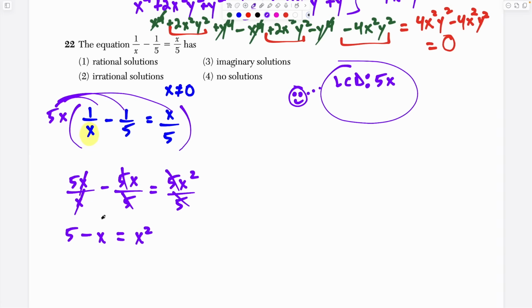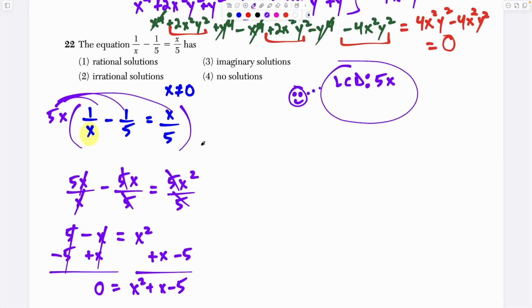So we get this equation, but when you have a quadratic equation, you want to move everything to one side so that you have 0 on the other side. So I'm going to add x to both sides and subtract 5 on both sides. Here, these terms cancel, and we have 0 equals x squared plus x minus 5. And now from this step, the thing to know is the quadratic formula.